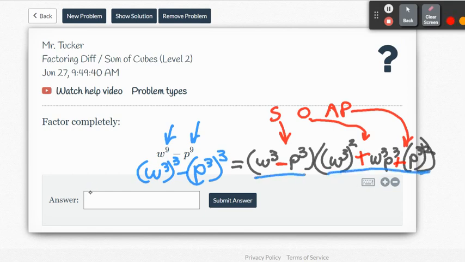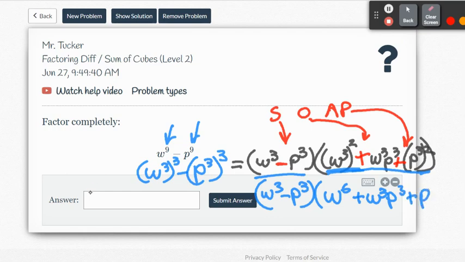This first part, just like our previous problem, is actually another difference of cubes factoring process. So I'm going to write w cubed minus p cubed and just wait for that to be done. But I'm going to clean this trinomial up to be w to the 6th power plus w to the 3rd p to the 3rd, and then plus p to the 6th power. So now all I have to do is factor the w cubed minus p cubed. So I'll write that up top.